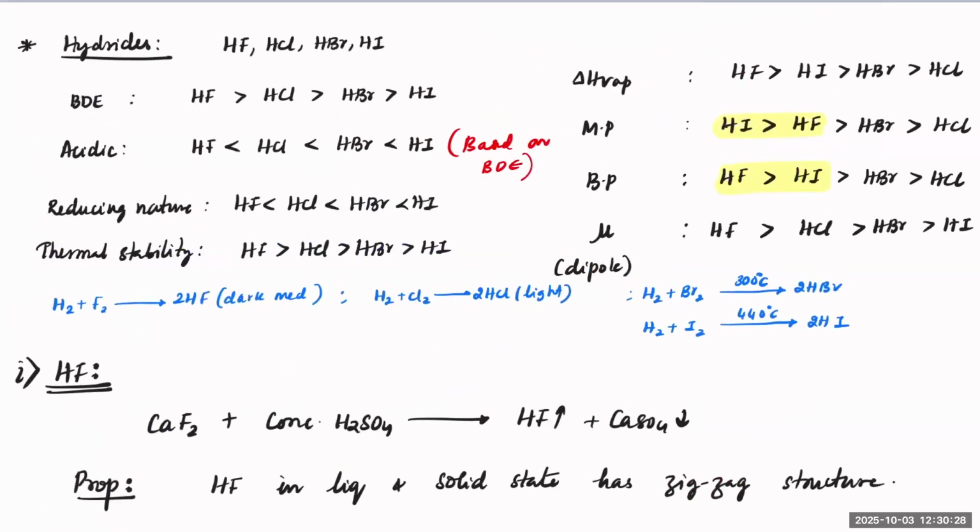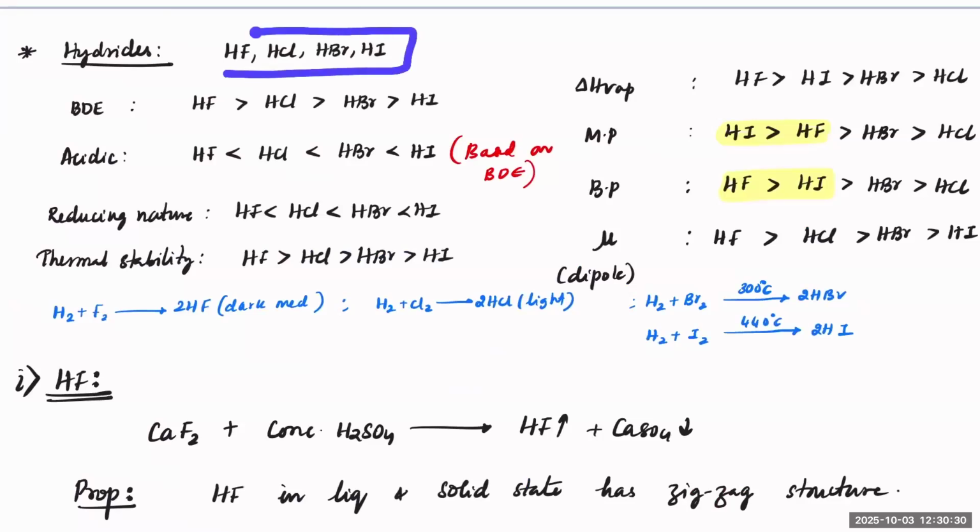Now let's notice this one. Hydrides: HF, HCl, HBr, and HI. HF is greater than HCl, HBr, and HI. This is the bond dissociation energy. Of course, it makes sense because the bond length is longer as you go down. And acidic strength increases down the group because the bond can be broken more easily, HI.